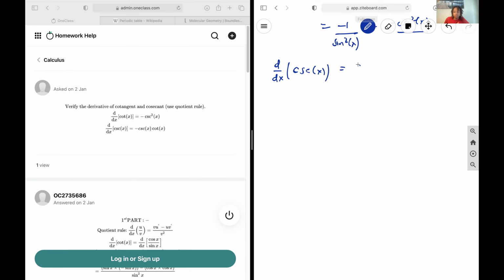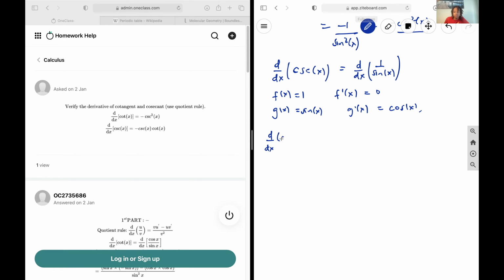And we know that cosecant x, as I just stated, is 1 over sine x. And we can apply the quotient rule to this, where we have f of x is equal to 1. The derivative of f of x is going to be 0. G of x is equal to sine x, and the derivative of g of x is going to be equal to cos x.